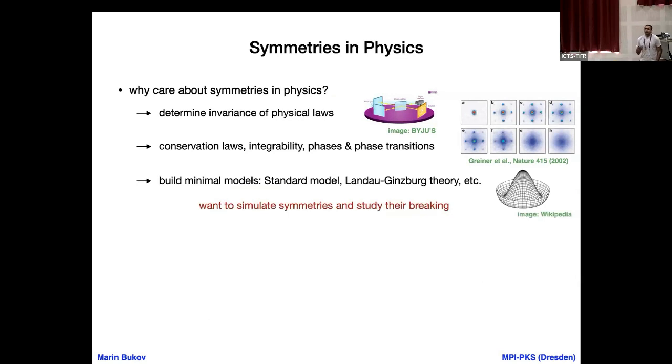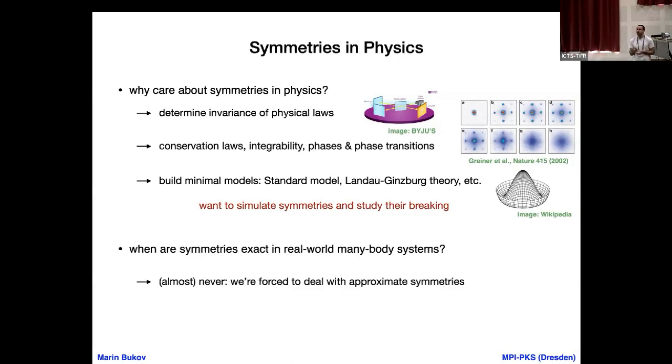And in particular, what we want is to be able to simulate symmetries, and we also want to be able to study their symmetry breaking. And so the question is, how can we do this using non-equilibrium systems? That's what I'll try to answer in this talk.